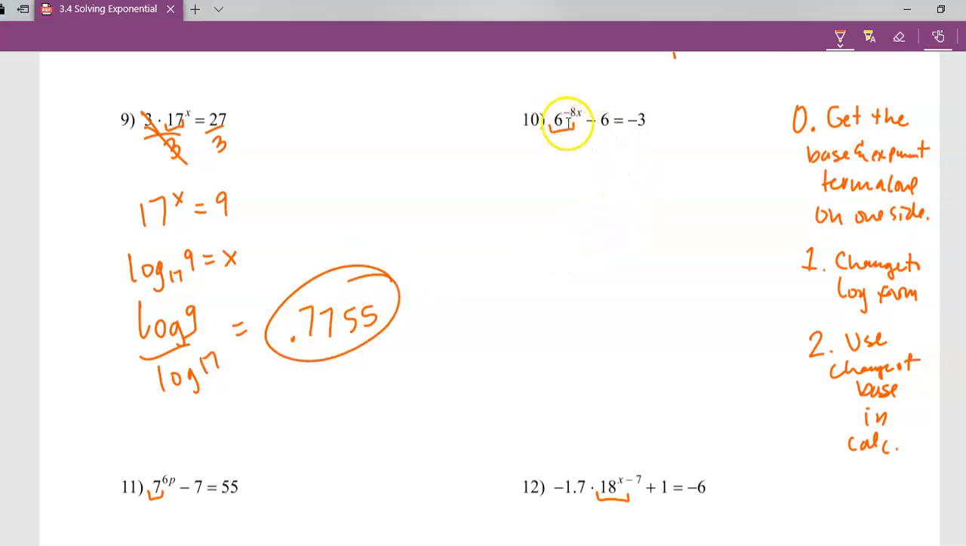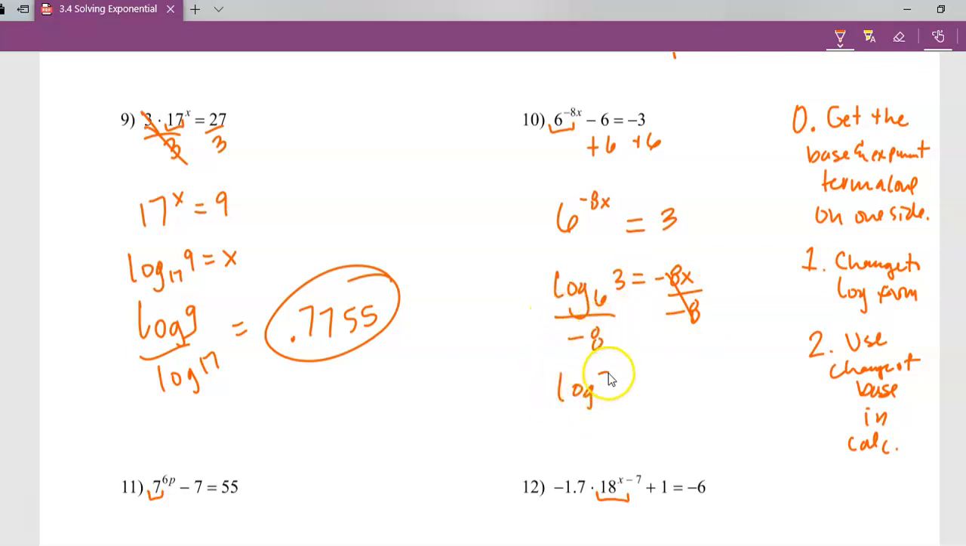Okay, on this one, I need the 6 to the -8x all by itself, so I need to get rid of -6, so I'm going to add 6 to both sides. So 6 to the -8x equals 3, and then change to log form. Log base 6 of 3 equals -8x. On this one, I'm going to have to divide by -8 to get x alone. So this would be log 3 divided by log 6, divided by -8, is equal to x. Okay, and I'm actually not going to put that one in the calculator. I think we've got the method down here.